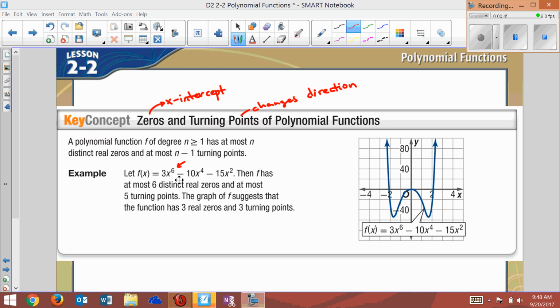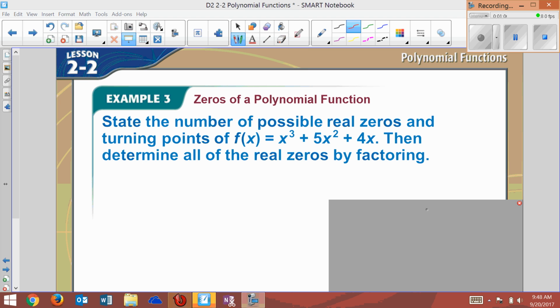power. It says, since the power is 6, it has at most 6 zeros and at most 5 turning points. So it's always 1 less. All right. This graph, the picture, suggests, again, 3 zeros, which we'll learn is actually considered 4, and 3 turning points. So rather than 6 and 5, it's 4 and 3. All right. So let's go look at this one.